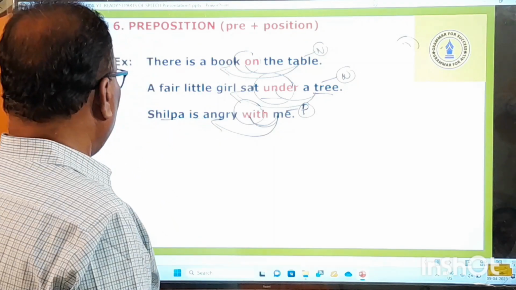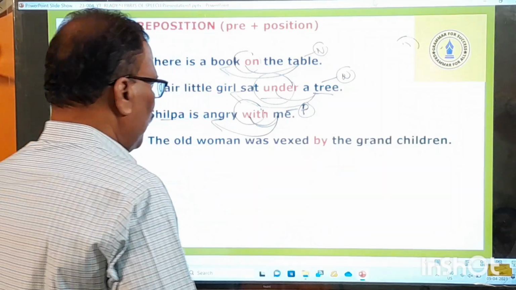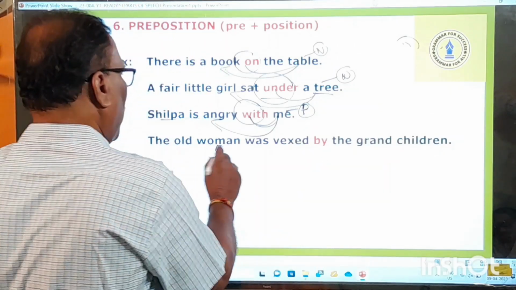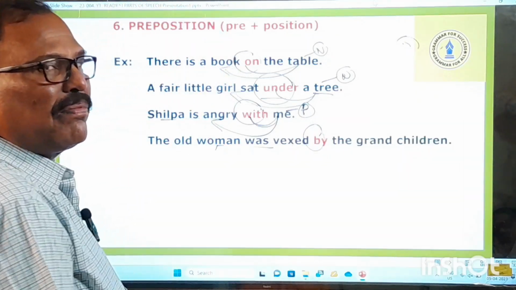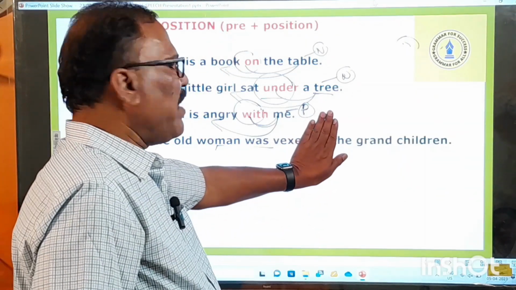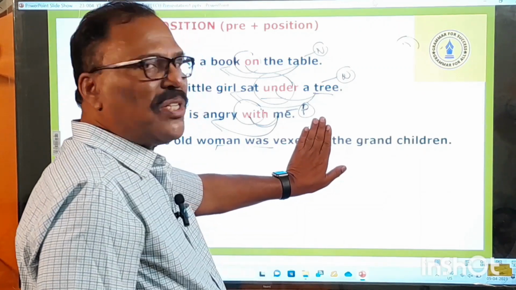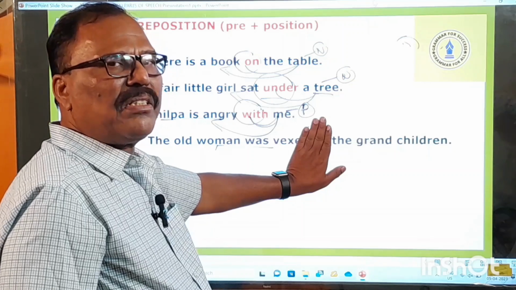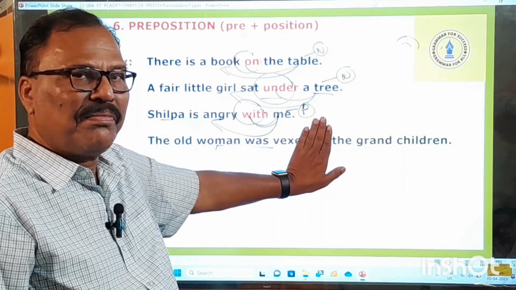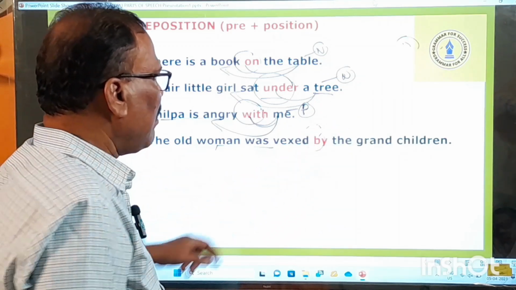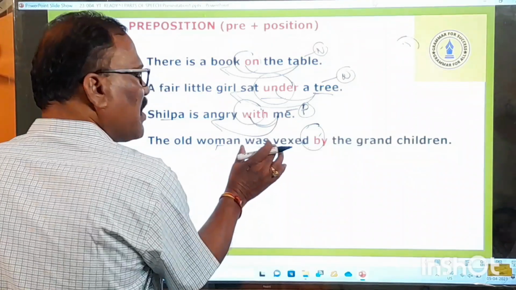And one more example I think I give you. The old woman was vexed by the grandchildren. The old woman was vexed, okay, by the grandchildren. Suppose I have removed this word. The old woman was vexed. Up to there, you can find some meaning. And the grandchildren. The old woman was vexed the grandchildren. Can you find any meaning here? No meaning at all. Now use this by. Now you find the meaning. By the grandchildren, the old woman was vexed.